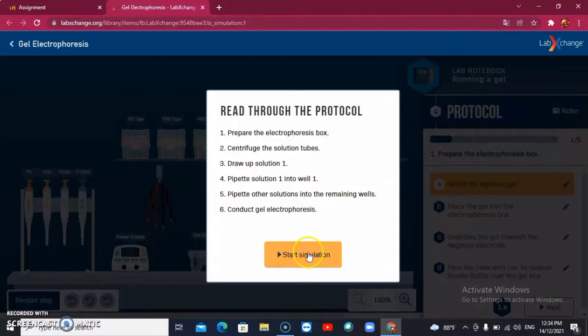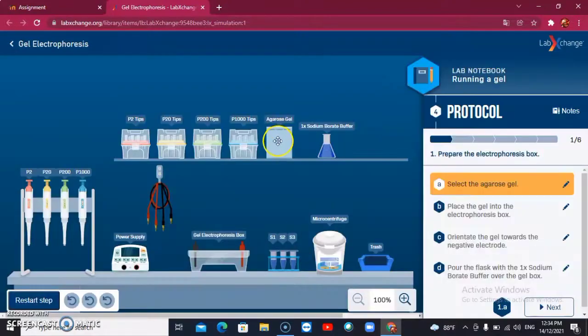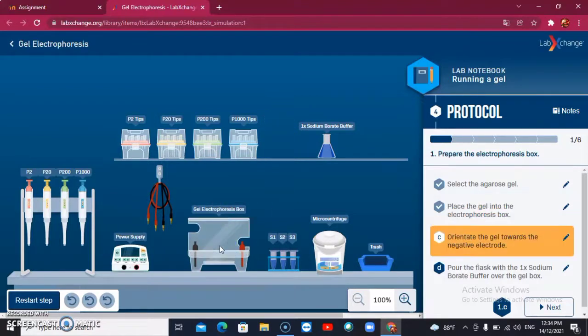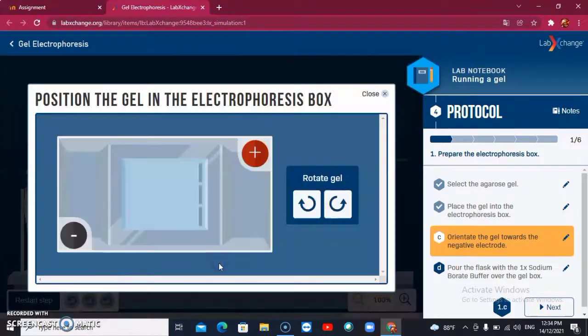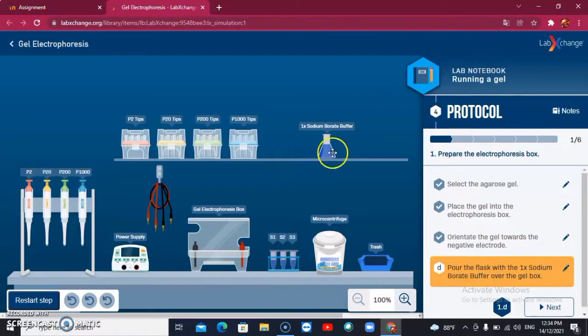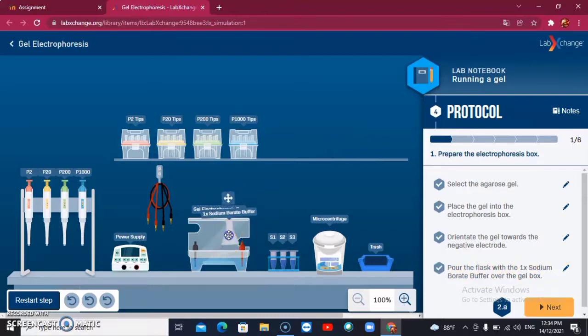Now start the simulation. Select the agarose gel. Place the gel into the electrophoresis box. Orientate the gel toward the negative electrode. Pour the flask 1 sodium borate buffer into the gel box. Now close the electrophoresis box.